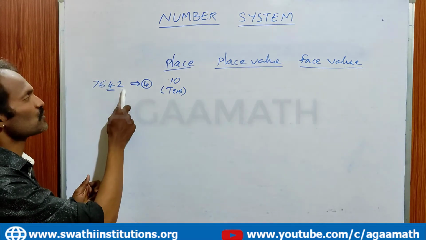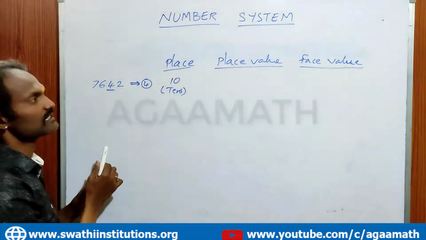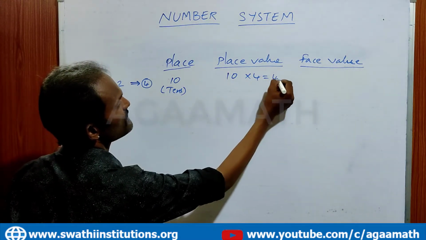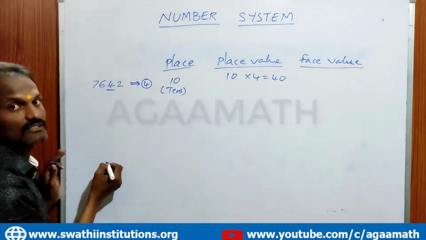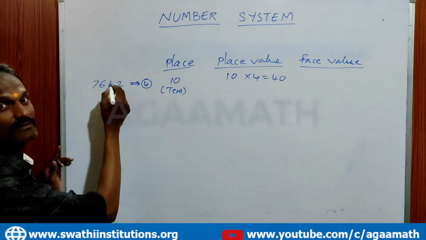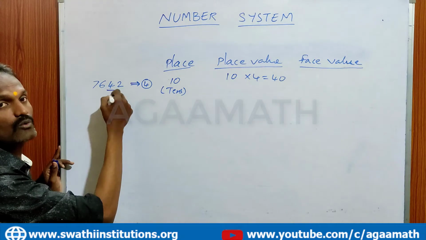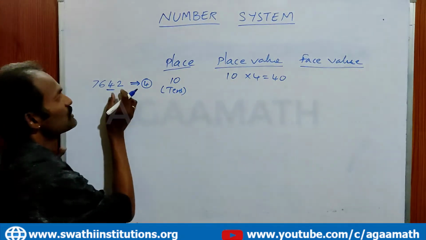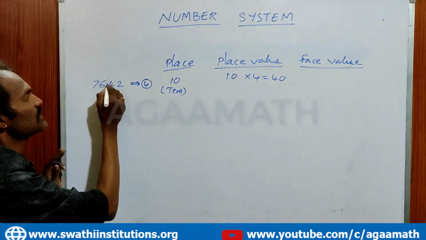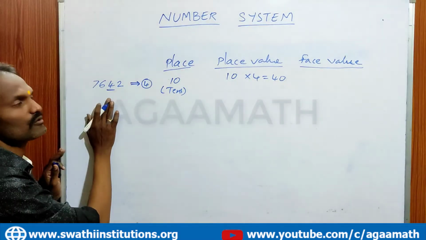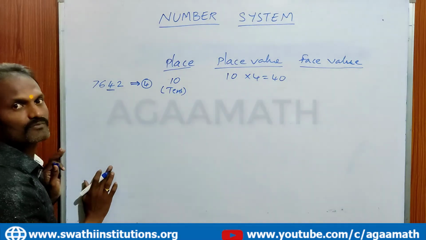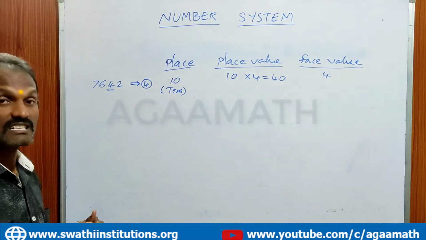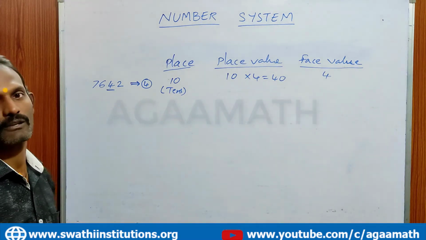Coming to the place value: it is in the tens place and its digit is 4, so the place value is 40. So place value depends on the number, its place, and how we read it. For example, in 7642, the place value of the digit 4 is 40. And the face value: a digit itself is said to be the face value.